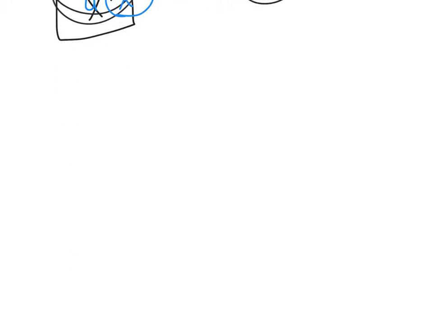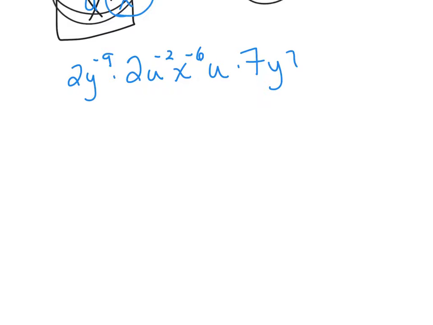All right, let's see. Let's say that we have 2y to the negative 9 times 2u to the negative 2. We'll add on an x to the negative 6, and a u, and then times 7y x to the, I don't know, how about 9? Okay, so let's look for our negative exponents and put all those in the basement.